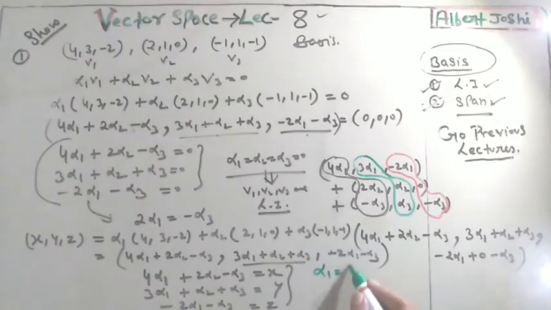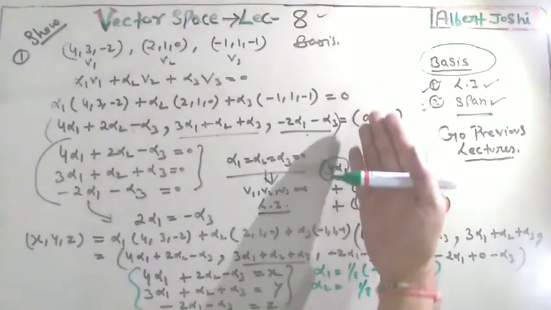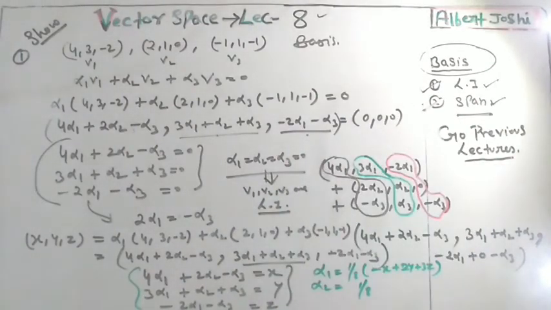Alpha 1 is equal to 1 upon 8 times (minus x plus 2y plus 3z). Alpha 2 is equal to, if you solve it, this is your homework to solve. After that you will get 1 upon 8. If you are facing any problem, then go to your previous lecture on matrices, and your problem will be solved. So this will be 5x minus 2y minus 23z. Alpha 3 is equal to 1 upon 8. Sorry, actually this is 1 upon 4 times (minus x plus 2y plus 7z).